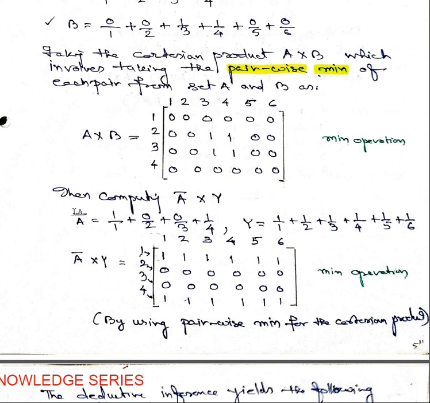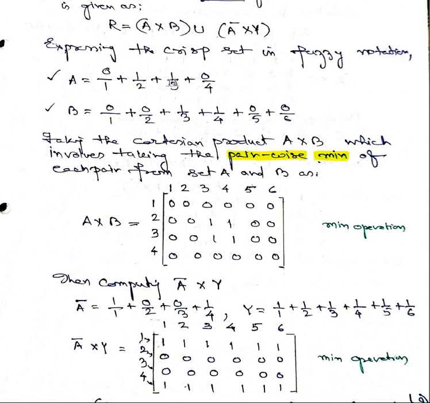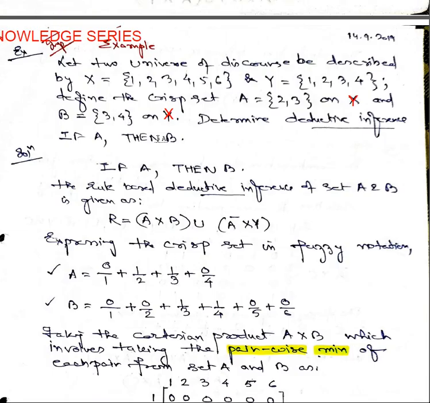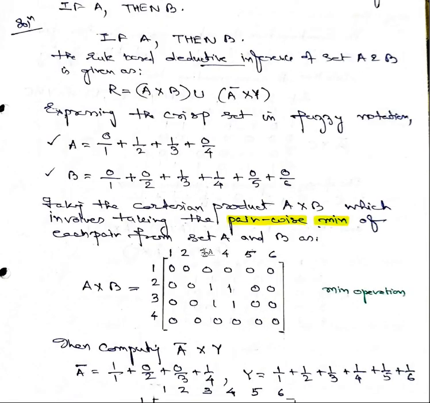A cross Y, how will you do? A complement is the complement of this one. So the reverse of this one means this becomes 1, this becomes 0. That is what it represents. And Y is what?